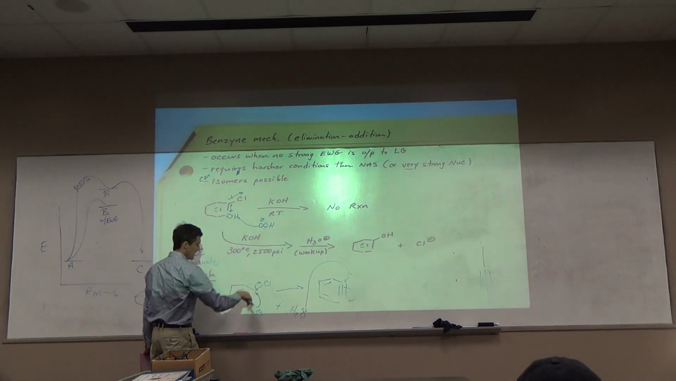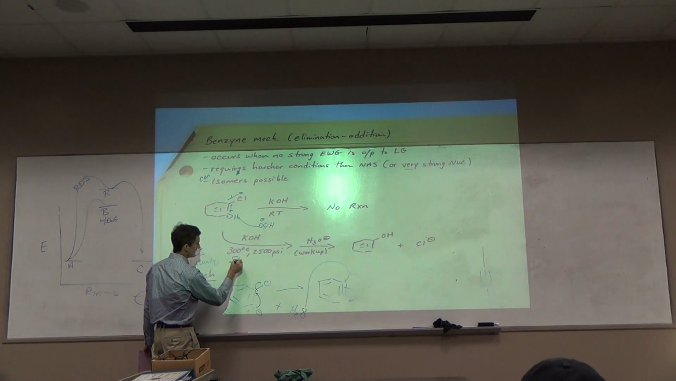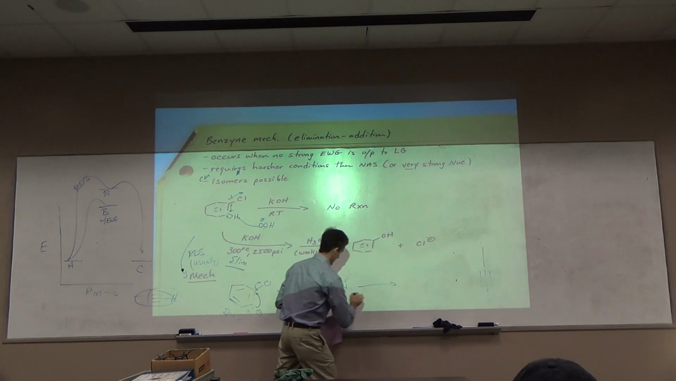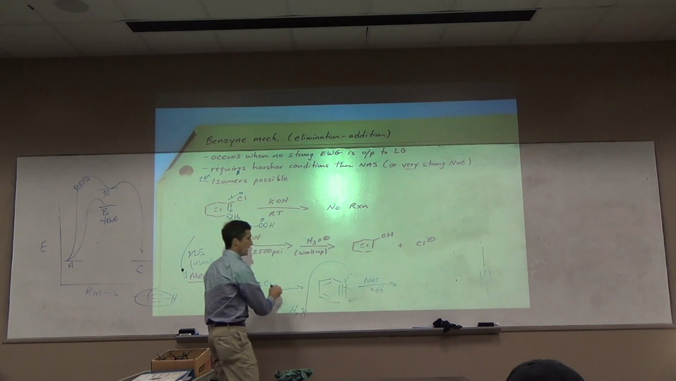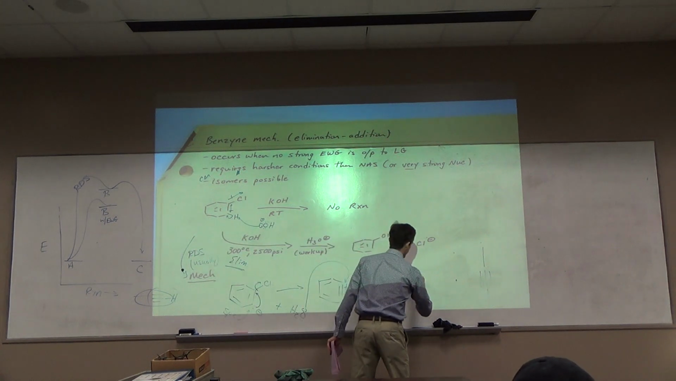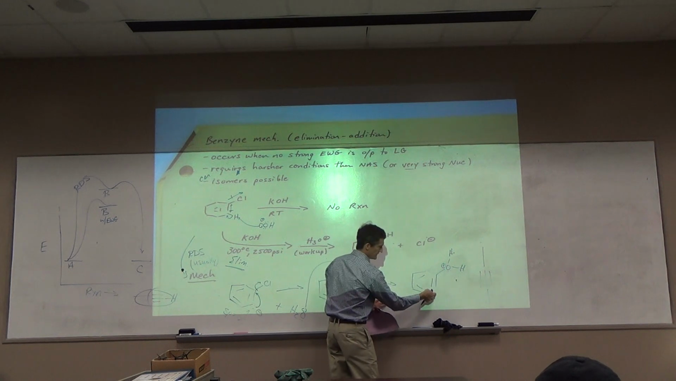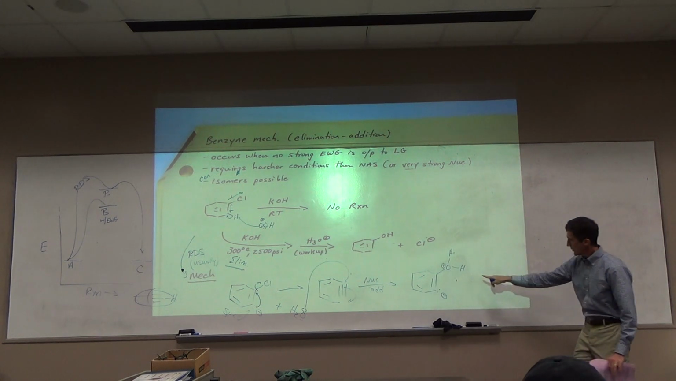By the way, the first step here is elimination. I showed it as a two-step process. Elimination first, followed by what? Nucleophilic addition. So it's the opposite. Benzyne is often called elimination addition. And what does that give? Water now here has a positive charge. What's now on this carbon again? Anion.